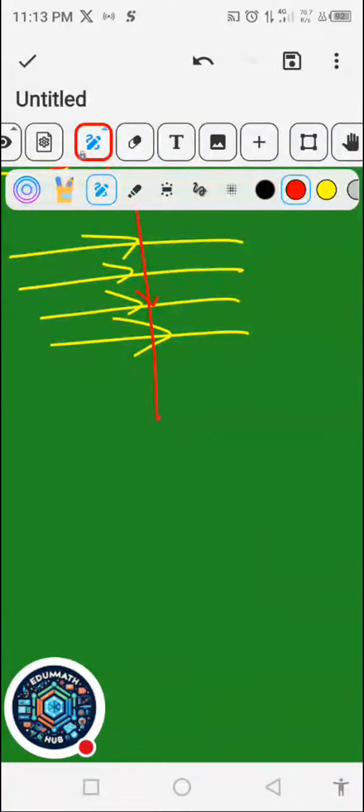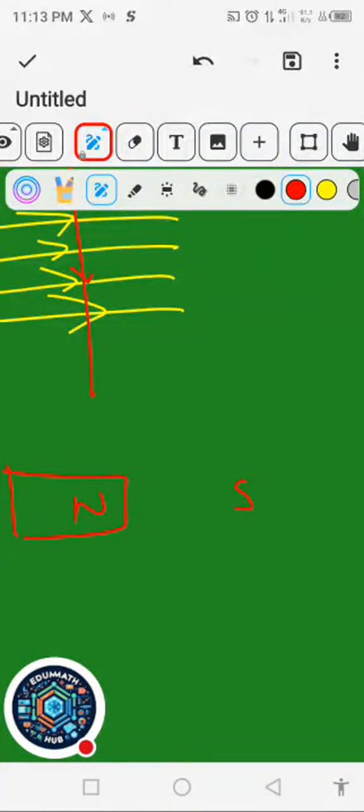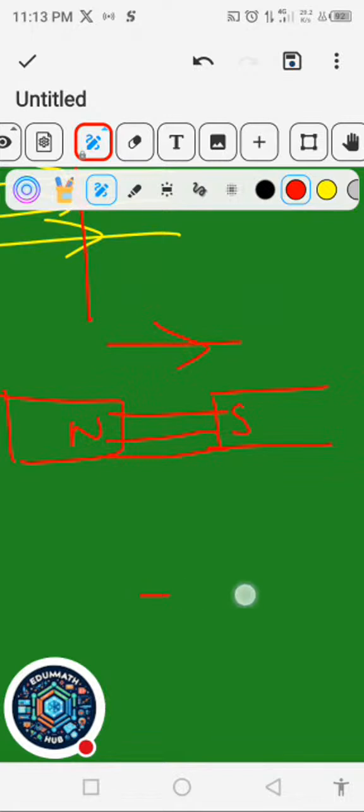So to simplify it, to know where this wire will move to, I'm going to give you an example now. So this is north, this is south of a magnet. So this is the field normally. It's like this. So the field will point in this direction. So your index finger will point like this.